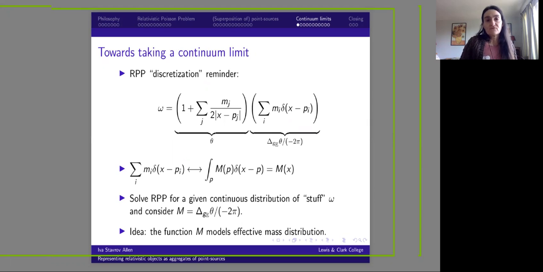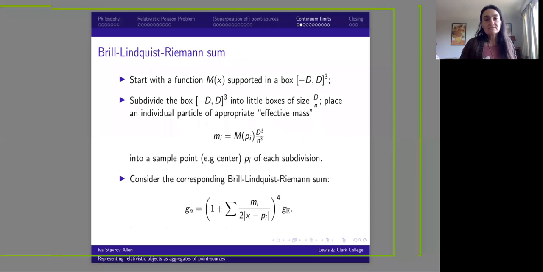So for a given matter distribution omega, I can find theta by means of the relativistic Poisson problem. And then Laplace theta, up to some minus signs, factors of 2 pi, what have you, determines the effective mass distribution M. So once I have an effective mass distribution M, I can quite literally repeat the story that I tell undergraduates when I teach them Riemann sums.